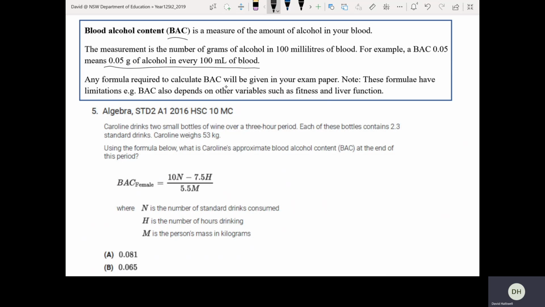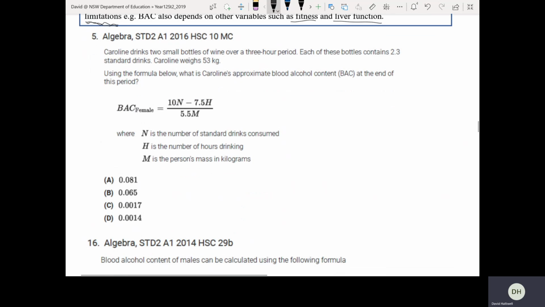Any formula required to calculate the blood alcohol will be given to you on the exam paper, so nothing to memorize here. You are supposed to be aware of the limitations of the formula. It's only got a few variables in it: the number of standard drinks, hours you've been drinking for, and your mass. However, there are other variables it can depend on, for example, your fitness or your liver function. So just be aware of limitations in the formula.